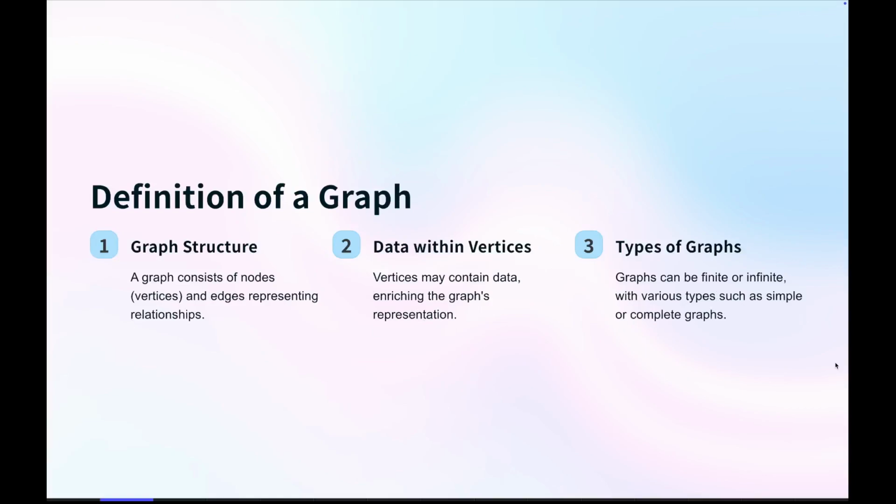So let's talk about the definition of a graph. A graph consists of nodes which hold data and edges which show how those nodes are related. Depending on a particular problem, these graphs can be finite or infinite. Essentially, it is a structure that lets us model anything where relationships matter, whether it's people, cities, or even web pages.